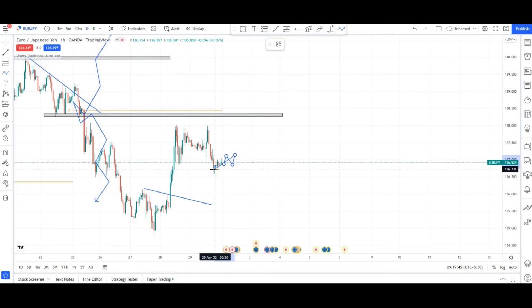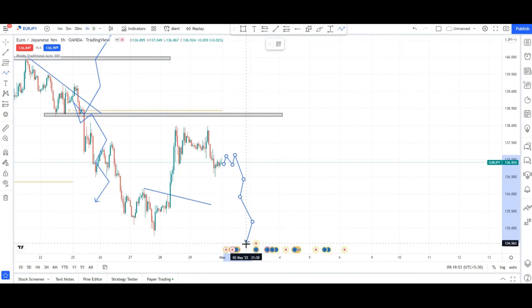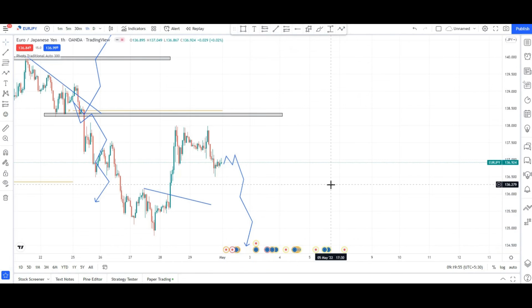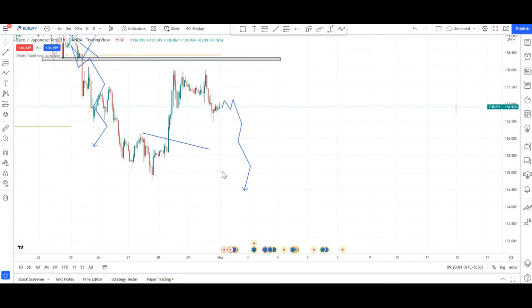If this breaks, then you can expect your first, second, third, fourth target, guys. Even bigger ones I will update in the Telegram channel. If you want updates, check out my Telegram channel too, guys.